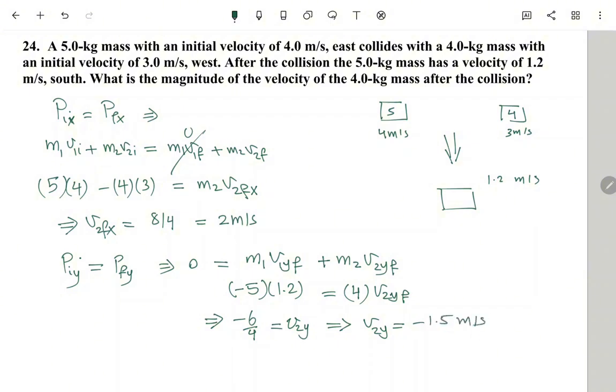In other words, minus 6/4 equal to v2 y, or v2 y equal to minus 1.5 meter per second. Now v as a vector equal to 2i minus 1.5 j, and v the magnitude equal to square root of 2 square plus 1.5 square, and after all v will be equal to 2.5 meter per second.